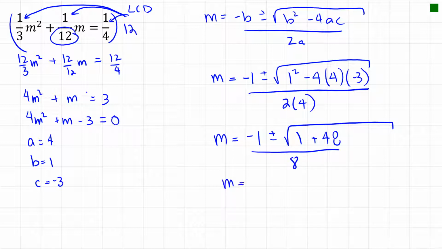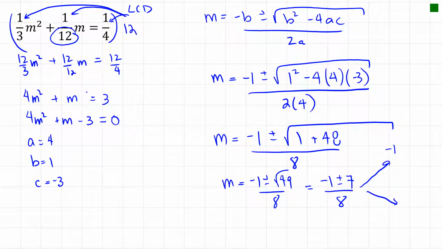So I have m equals negative 1 plus or minus the square root of 49 all over 8. 49 is a perfect square. So I could write this as plus or minus 7, because the square root of 49 is 7, over 8. And at this point, I am going to split this into two answers: negative 1 minus 7 over 8, which is negative 8 over 8, which is equal to negative 1, or negative 1 plus 7 over 8, which is 6 over 8, which equals 3/4. So there are my two answers.